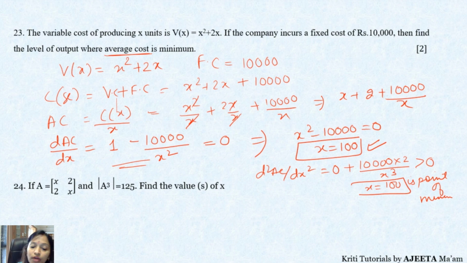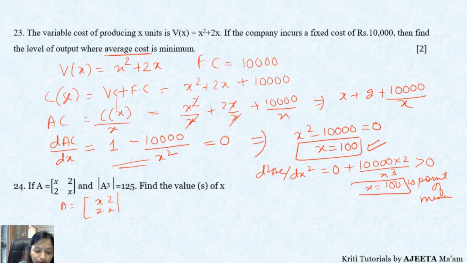So that is again based on the determinants. So your A is given as x 2, 2 x. Now what does it mean? Determinant value of A cube is 125, that is given to you. So simply, one thing is you find A cube and then you put the determinant value equated to that and then get the value of x, right? So that is one part of it.